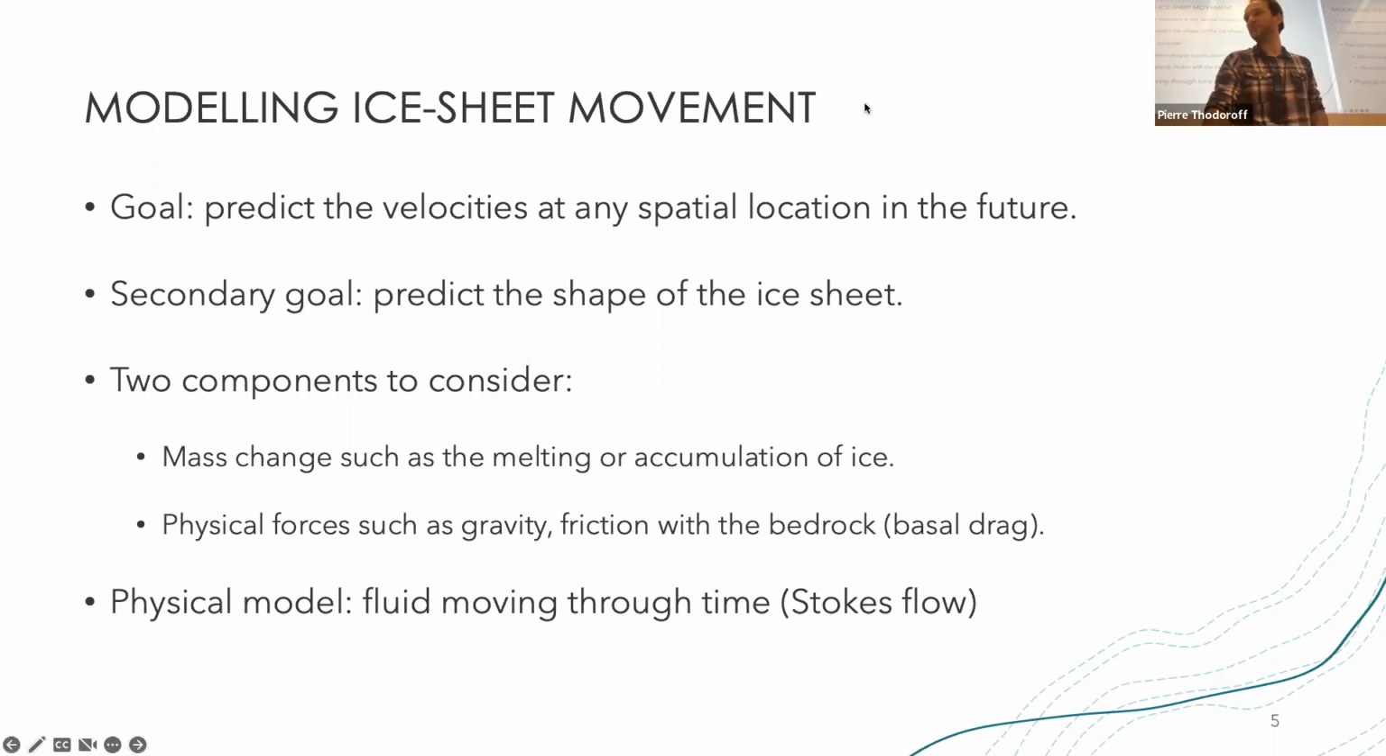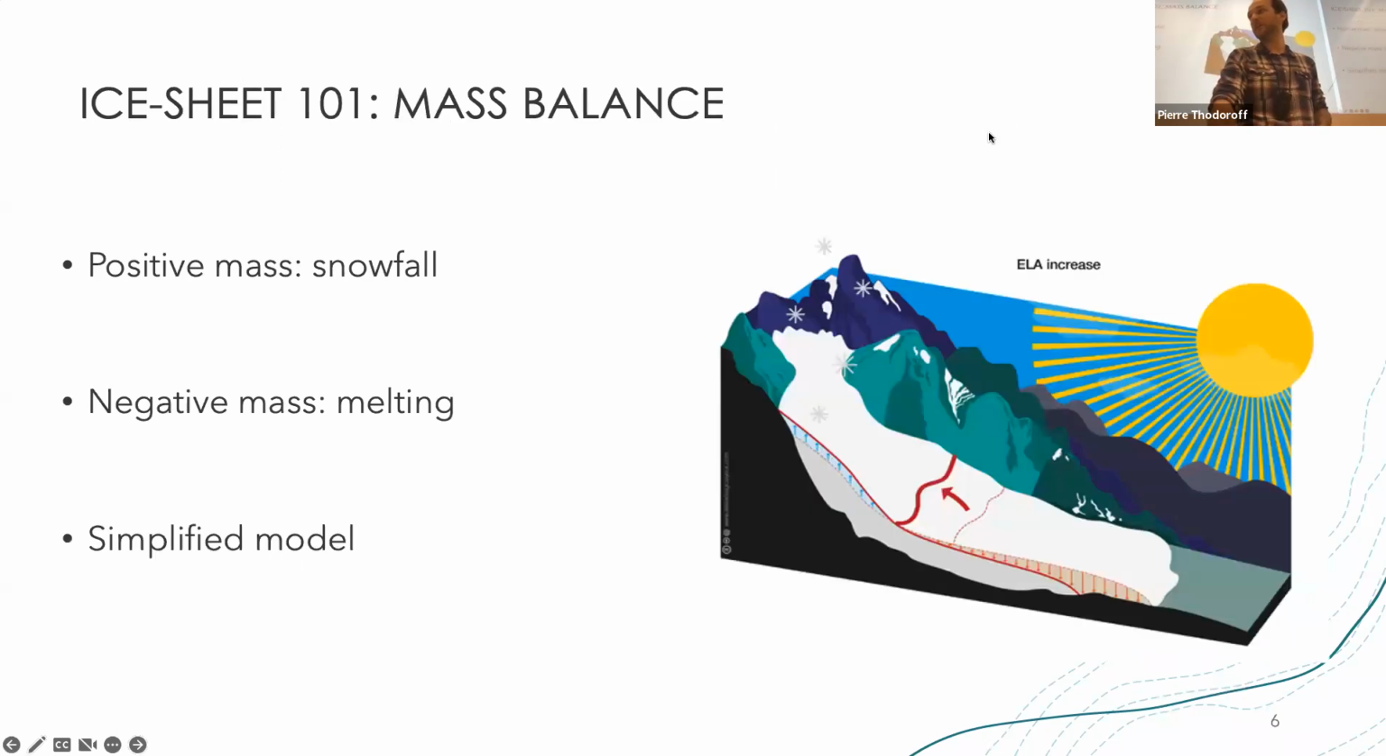One thing that's interesting to mention also is, this is not super important to understand really well for the rest of the talk, but I just think it's interesting to give some context as to what it does. So the mass balance that I mentioned, you can see on the picture on the right, kind of a toy illustration. At the bottom of the ice sheet, you can have some melting. So that's going to be a negative mass. On the top of the ice sheet, you can have positive mass increase with snowfall and things like that. So that's kind of an ice sheet 101 thing that people consider to model.